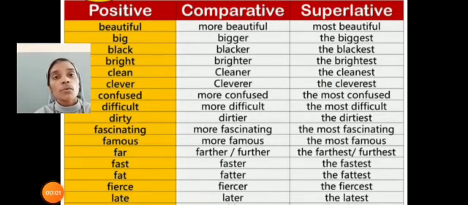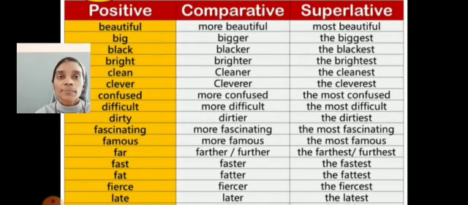Now we can move to the list. Big, bigger, the biggest. Black, blacker, the blackest. Bright, brighter, the brightest. Clean, cleaner, the cleanest. Clever, cleverer, the cleverest. Confused, more confused, the most confused. Difficult, more difficult, the most difficult. Dirty, dirtier, the dirtiest.